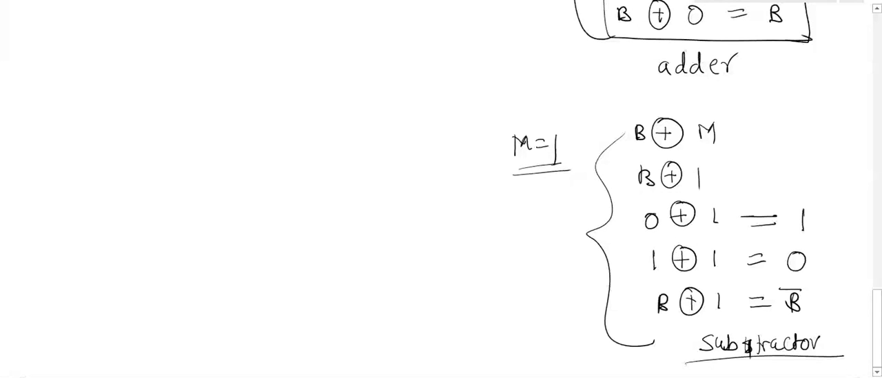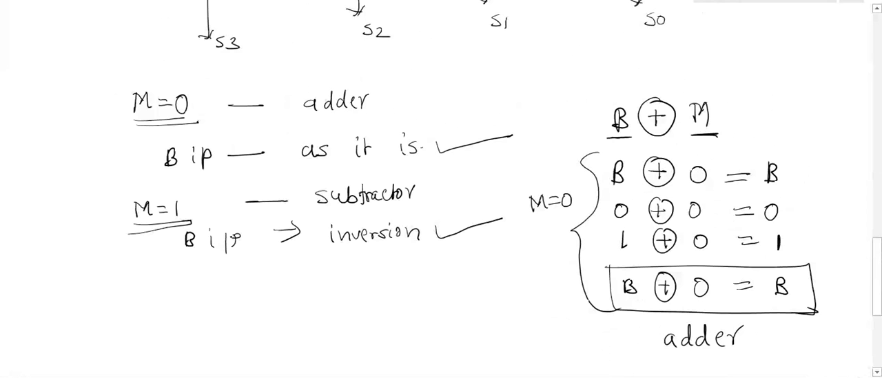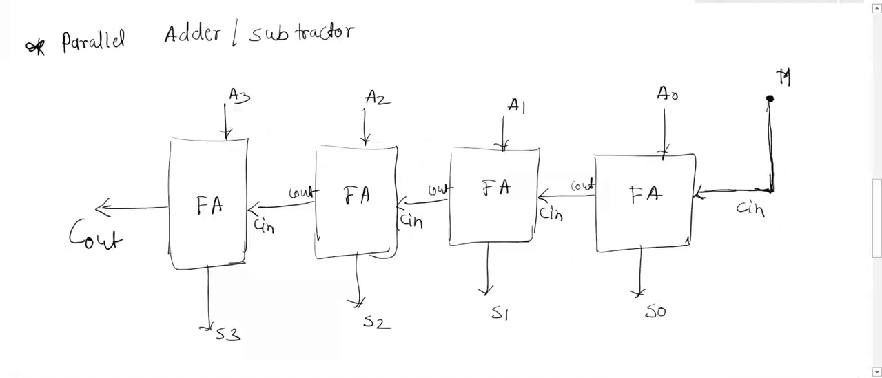Clear? Means by using an XOR operation of B and M, we can use this circuit as either an adder or a subtractor. Clear? Now how can I give the B input? Now my B input will be used as the first input to the XOR gate. So the first input I am using as B0 and the second input to the XOR gate is the M. Clear? Now the output I am giving here.